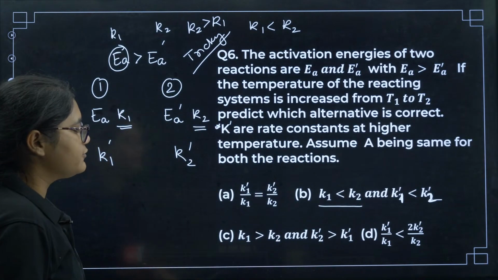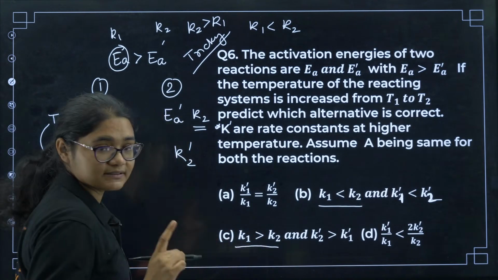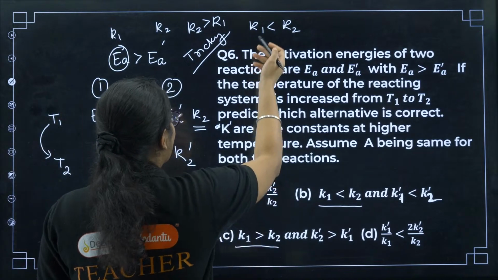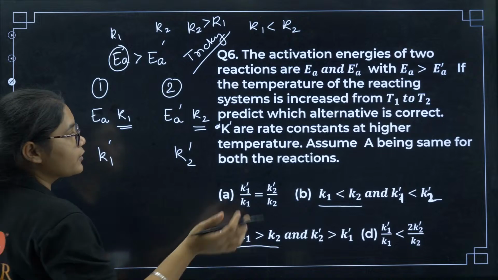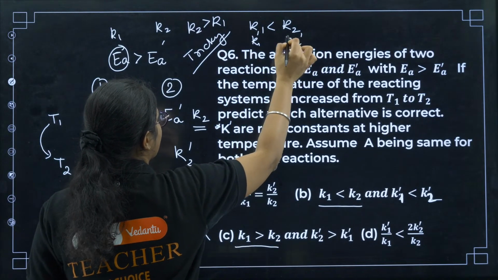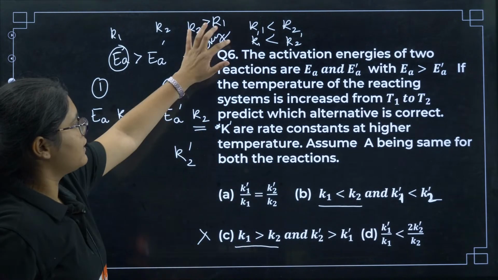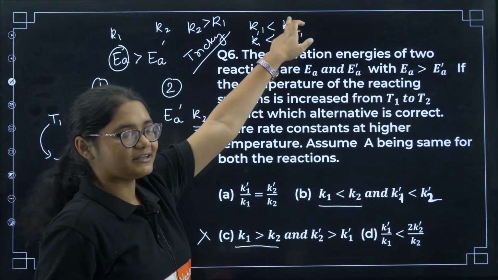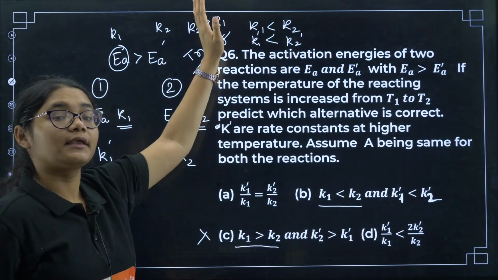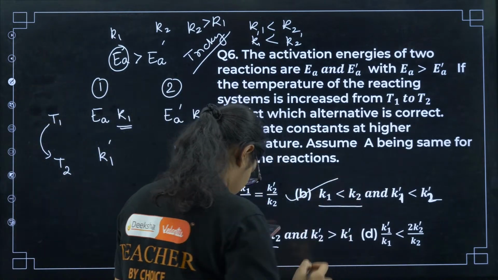Now if you see this option, I can easily eliminate it because it is saying K1 is greater than K2. No. Now if you increase the temperature, it will become K1 dash at a higher temperature and this will become K2 dash, but the relation will remain the same. Definitely K1 dash is greater than K1 and K2 dash is greater than K2, but what is the relation between K1 dash and K2 dash? K1 dash is less than K2 dash. So that is your option number B here.